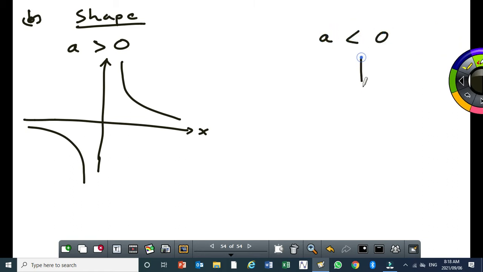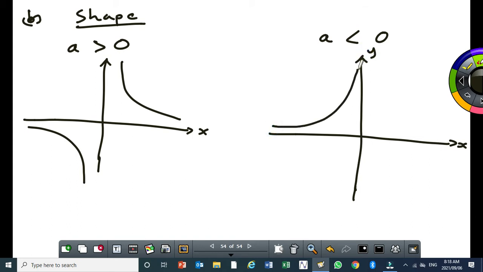When a is negative, you draw the two curves in the second and the fourth quadrant. So it has got two asymptotes, the vertical asymptote and the horizontal asymptote. So if a is positive, the graph should look like this one. If a is negative, it will look like that.